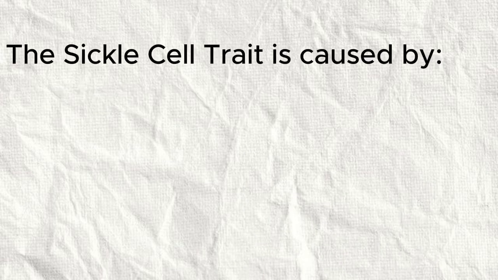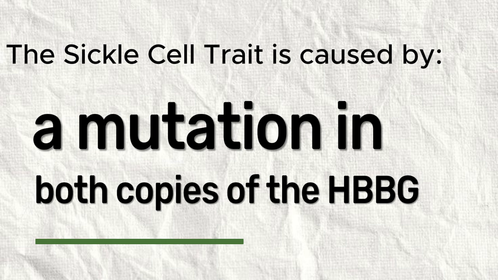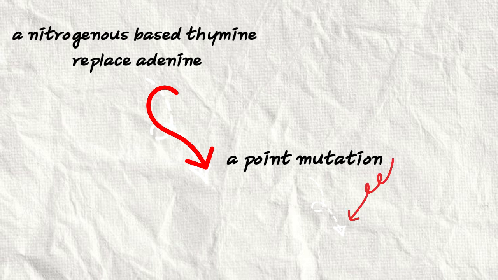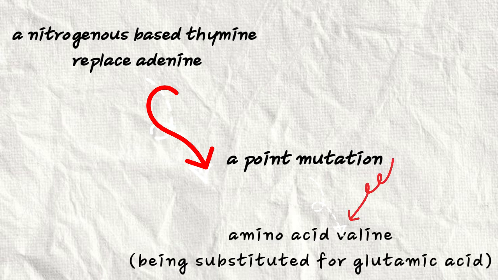Genetics. The sickle cell trait is caused by a mutation in both copies of the HBB gene, making it a recessive or homozygous recessive disorder. The nitrogenous base thymine replaces adenine, creating a point mutation and leading to the amino acid valine being substituted for glutamic acid in the resulting polypeptide.